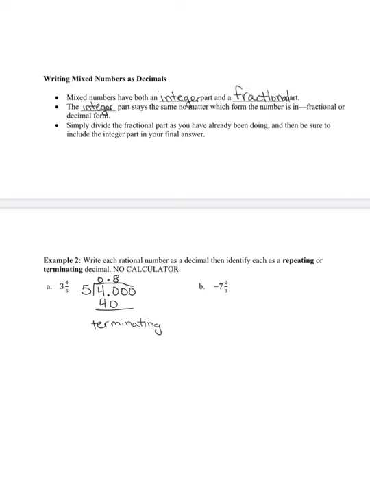So to write 3 4/5 as a decimal, we've got 3 to the left of the decimal point, and our decimal point, and then we have our 8, as 4 divided by 5 is 0.8. So our answer here is 3 8/10, and it is terminating as it ends.